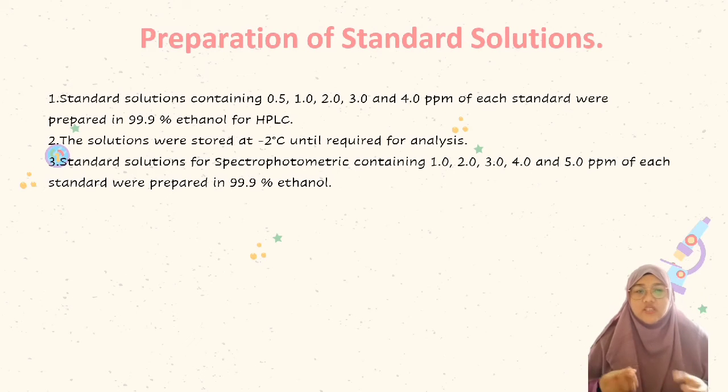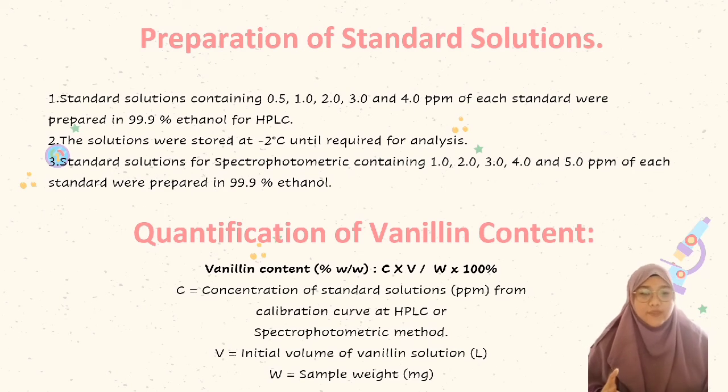Lastly is the preparation of standard solution. The standard solutions containing 0.5, 1.0, 2.0, 3.0, and 5.0 ppm of each standard were prepared in ethanol for HPLC. Then the solution was stored at -2 Celsius until it was required for analysis. The standard solutions for spectrophotometry containing 1.0, 2.0, 3.0, 4.0, and 5.0 ppm of each standard were prepared in ethanol.